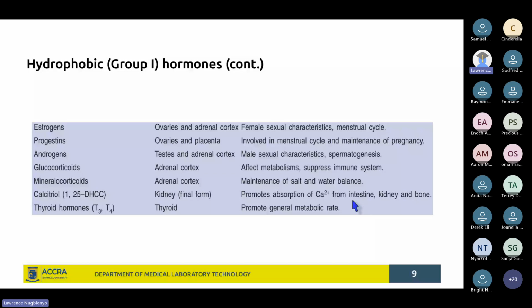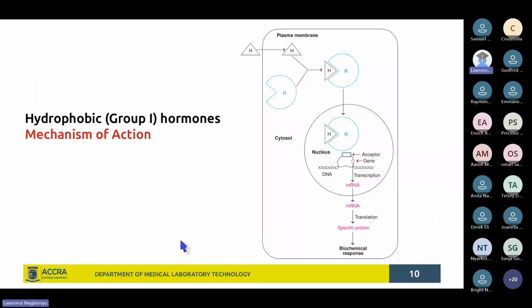And you have the thyroid hormones, triiodothyronine and tetraiodothyronine. These are secreted from the thyroid glands, from the neck region, and these promote general metabolic processes like metabolism of carbohydrates, proteins, lipids. They regulate all these processes. So these are the examples of the hydrophobic hormones.